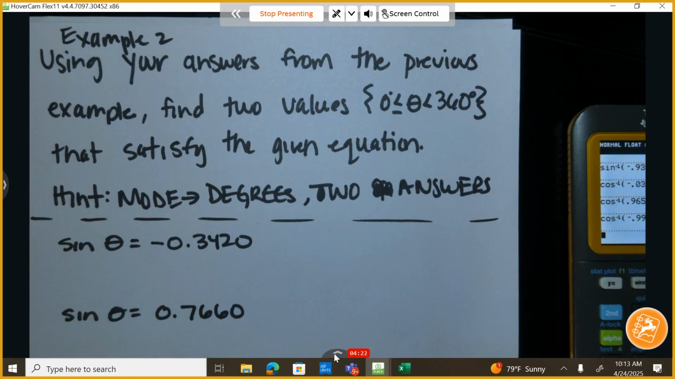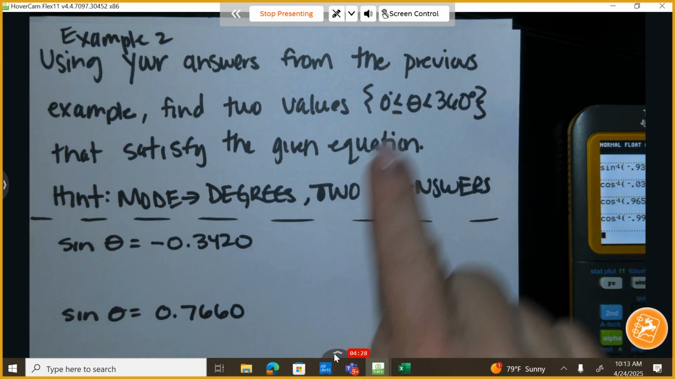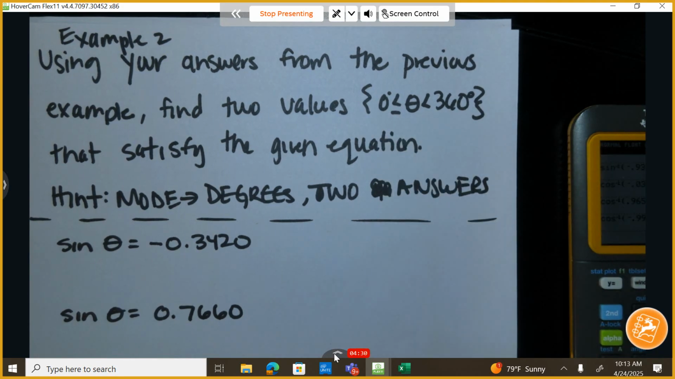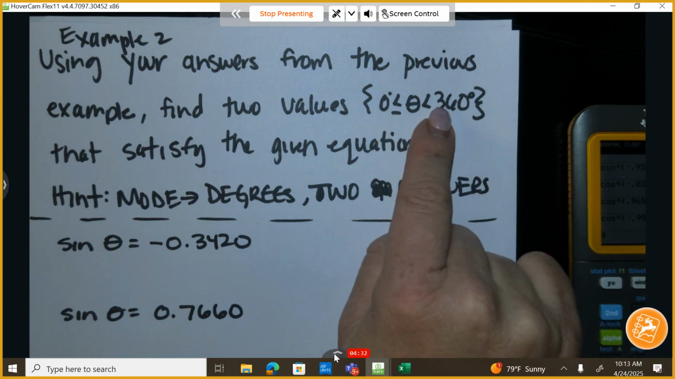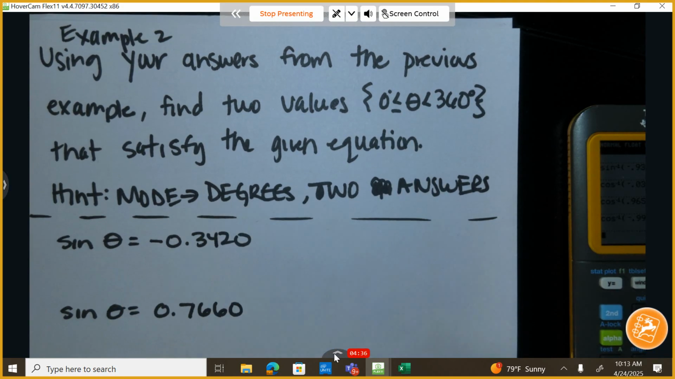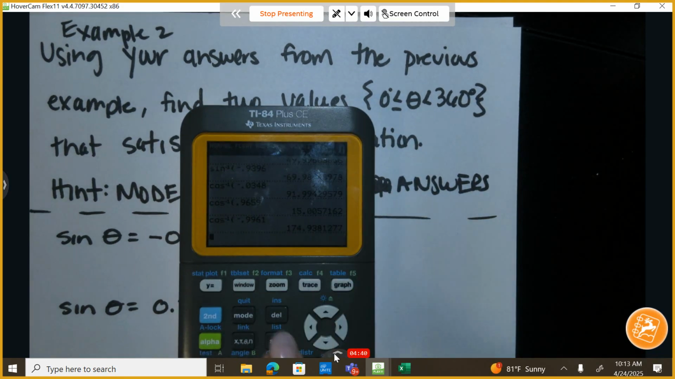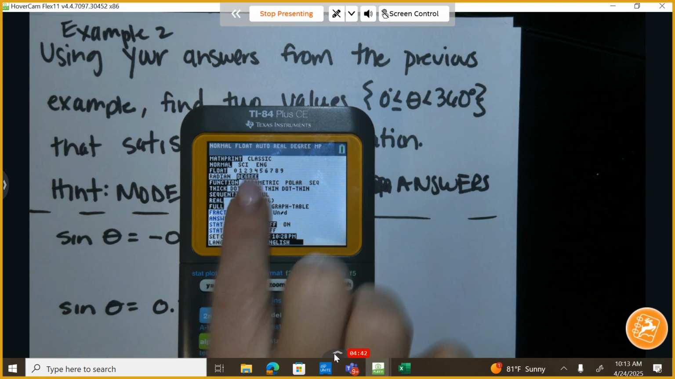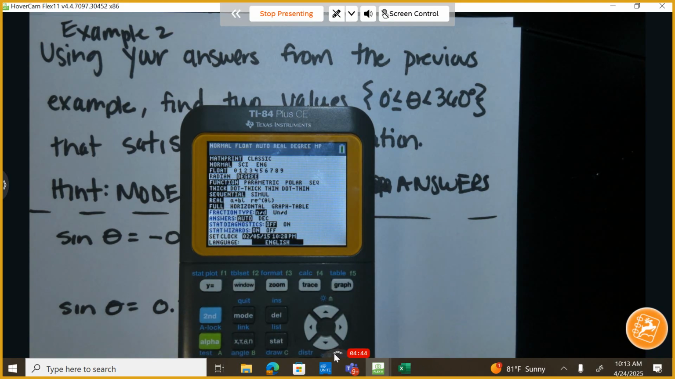Using your answers from the previous example, find two values, it's in degrees, and notice that's between 0 to 360. There's no negatives, okay? So keep that in mind. That satisfied the given equation. Again, we need to be in degrees, which we should already be, and we're going to have two answers. So the first thing is, if you struggled, please hit mode and make sure you are in degrees. Without that, you will not be able to achieve the correct answer.